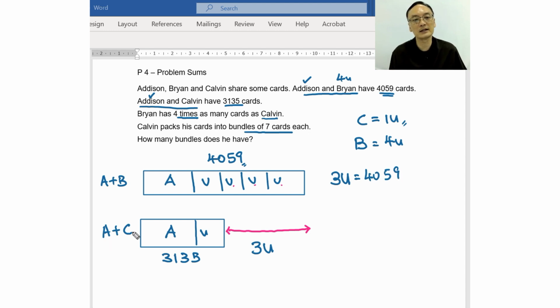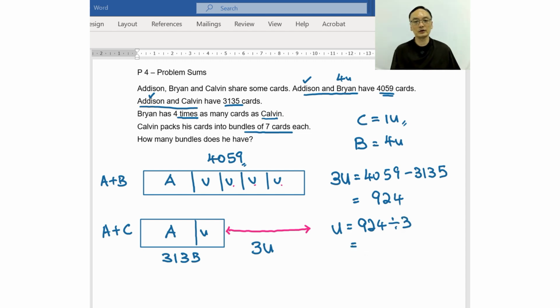and Edison and Kelvin, which is 3,135, minus 3,135. All right? So if you do a subtraction, you should be able to get your 924. So from here, we should be able to find the value of 1 unit. So we will take 924 divided by 3. So if you do your division, you will end up with 308.